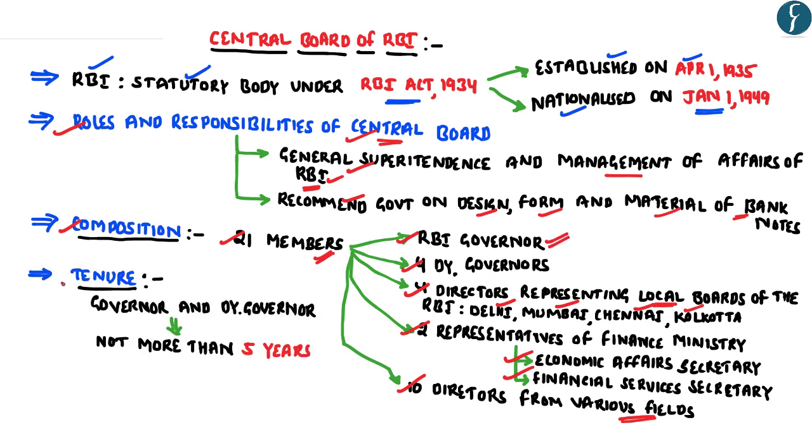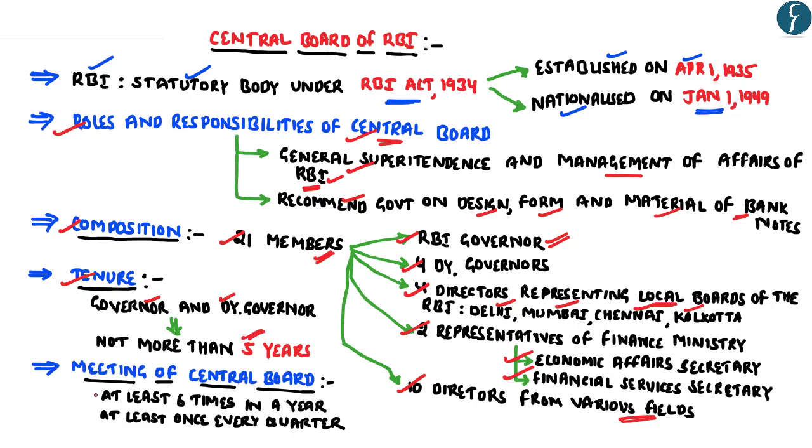And with respect to the tenure of the governor and the deputy governor of the RBI, normally the tenure is for 3 years and it cannot exceed 5 years. Further, the Central Board has to meet at least 6 times in a year, and out of these 6 meetings, at least 1 meeting has to be called by the RBI governor every quarter. Now these are some of the aspects which one should know with respect to the Central Board of the RBI.